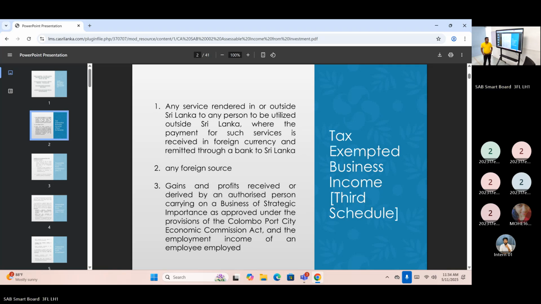Gains and profits received or derived by an authorized person carrying on a business of strategic importance, as approved under the provisions of the Colombo Port City Economic Commission Act, and the employment income of an employee, are also exempt. So what is that?